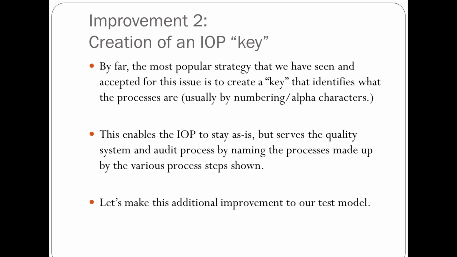Now the other improvement that we're going to do is we're going to create an IOP key. We're going to have a key that's going to identify what are these processes. Now you can do this in a number of different ways. You can do this through numbering, through different alpha characters. We're going to use color to reflect what the processes are. Now again, this enables the IOP to stay as is, but it serves your quality system and it serves the audit process by identifying what are the processes that make up this system. So let's apply that additional improvement now to our test model.